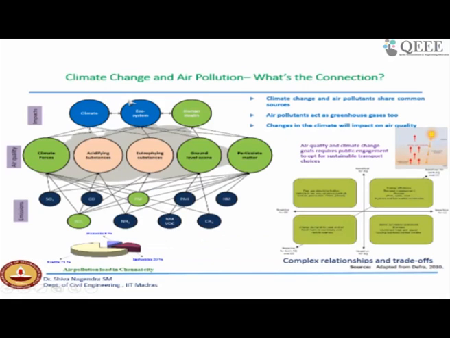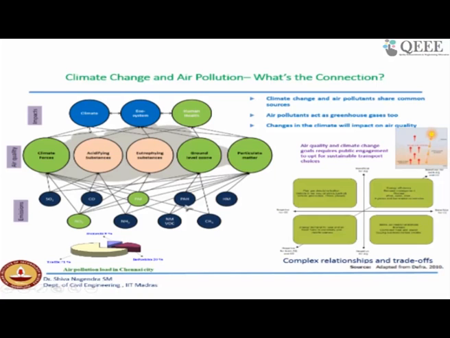Now coming to linking of climate change with air pollution. As we all know, climate change and air pollutants share a common source, like anthropogenic sources contribute to air pollutants, and in turn pollutants can affect climate change. Air pollutants act as greenhouse gases too. So change in climate also affects air quality. That's what I mentioned in the previous slide. An increase in temperature can also affect ozone formation and secondary particulate formation. So these pictures give you some information.